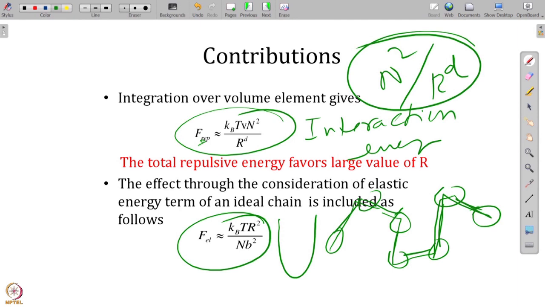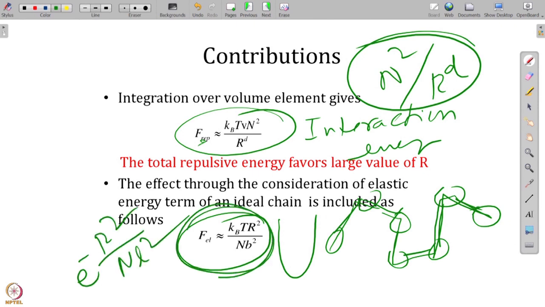Because of elasticity, and one can show it, this essentially comes from e to the power R square by N L square. So this elastic part comes very easily from the Gaussian distribution. So a Gaussian chain has a preferential size, and that is an entropic effect. This entropic effect gives rise to an elasticity, because a favorable size is there. If you go out from that, you have to pay. If you come close to that, you have to pay. So it is a harmonic potential.